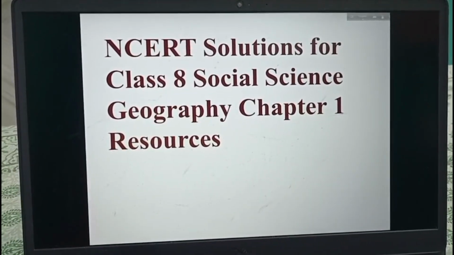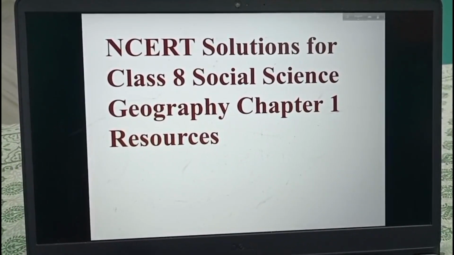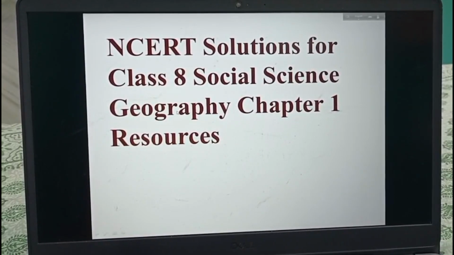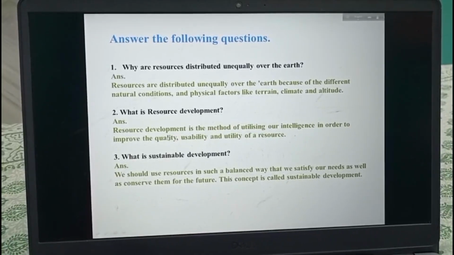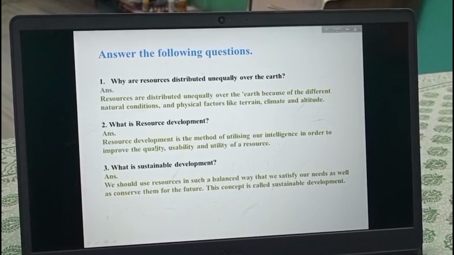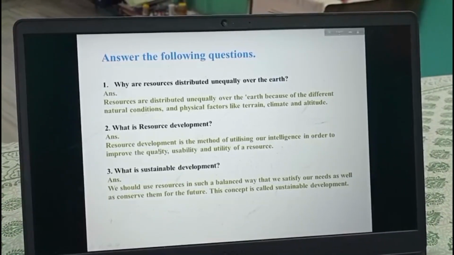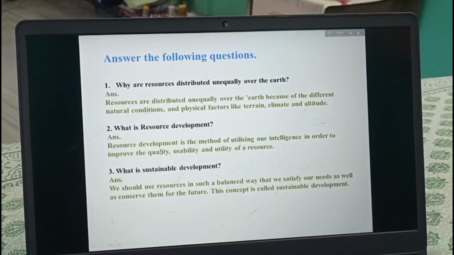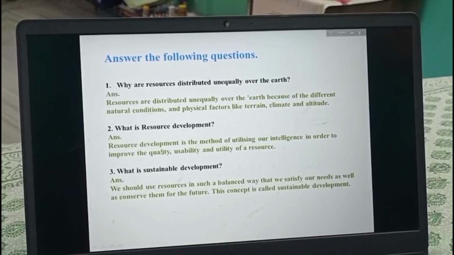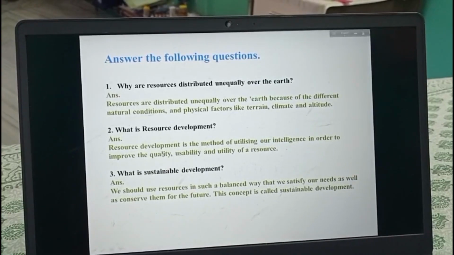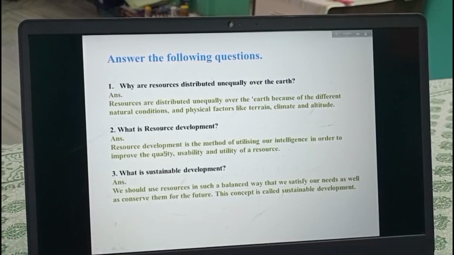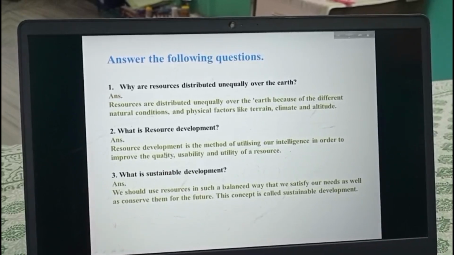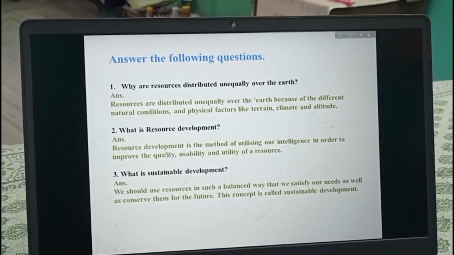Come to the next portion where I have given some question answers for you, which are from NCERT. Three questions I have given for this lesson, and from the next day we are going for other question answers and the different parts of the resource. The first question: why are resources distributed unequally over the earth? That means, in all the places do we have the same kind of resources every time, or are all the people enjoying the resources equally at any place? No, the answer is no. Resources are distributed unequally over the earth because of the different natural conditions.